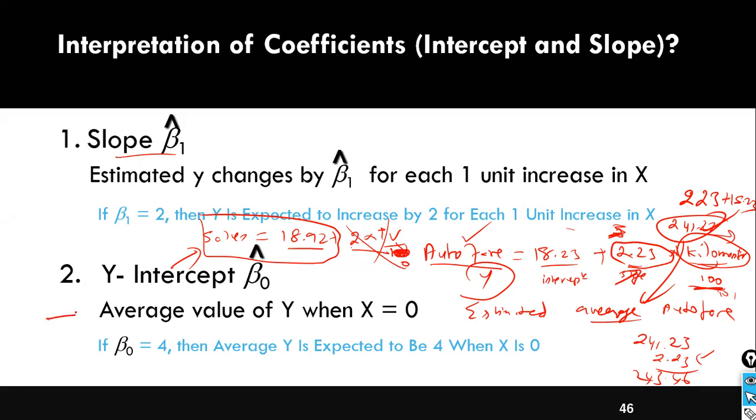That's how I have phrased it: average value of y when x equals 0. In this case, the x is my TV. The x is nothing but the independent variable. So this is 0. When x equals 0, what is the value of y? That is my intercept.